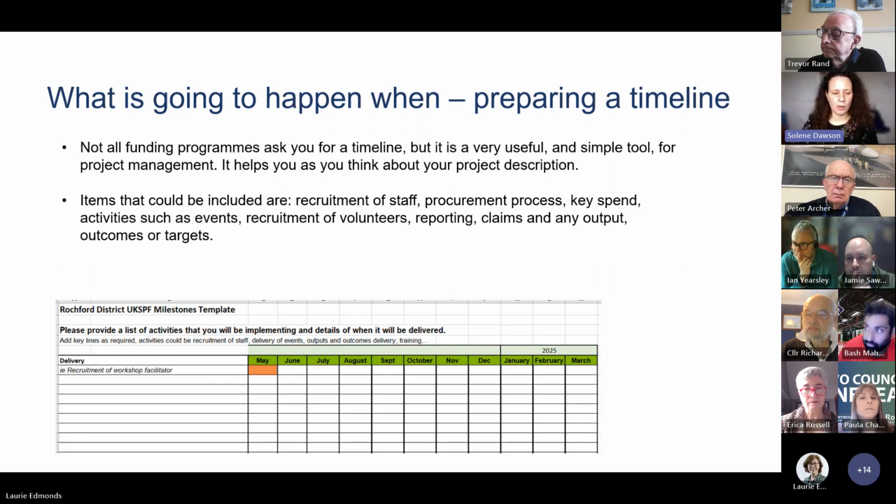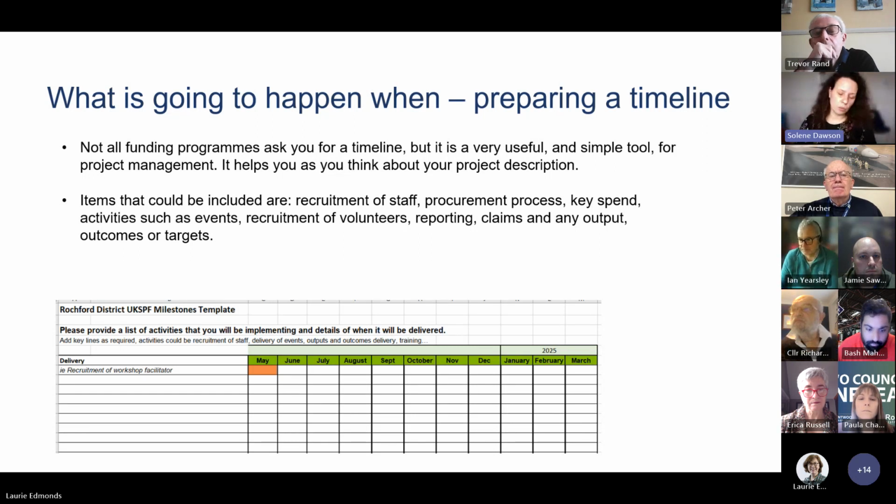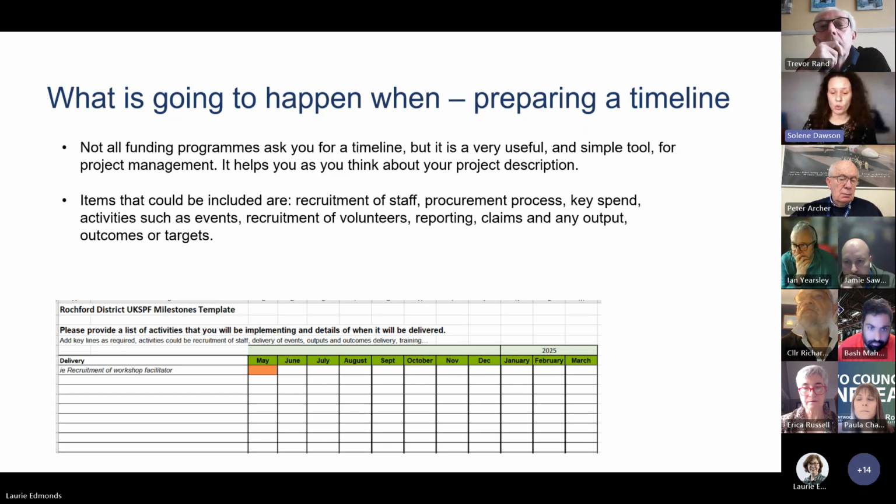So it's really to help you out in understanding when you're going to spend what and when you're going to deliver what. So in this, as you can see in the example, you put recruitment of the workshop facilitator, and you will tick the box or color the box to say when that's going to happen. If you've got specific dates and you already know when your events are going to be implemented, then you could put, okay, 15th of June, you will go in the June month and you put 15th. It's very rare we get timelines that are this detailed, but it's always very good to see because it shows how ready you are to spend the funding.